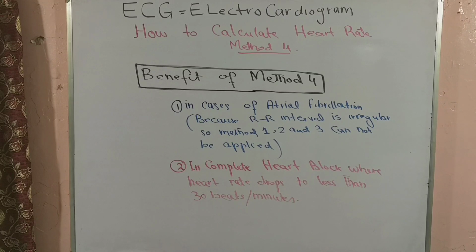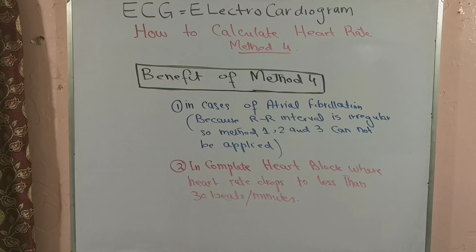Talking about the benefits of method number 4, methods 1, 2 and 3 are based on the regularity of the R to R interval. But in cases of atrial fibrillation there is no R to R interval regularity, so methods 1, 2 and 3 cannot be used in cases of atrial fibrillation. So method 4 helps the most. Other than atrial fibrillation, those patients who have developed complete heart block have a heart rate even less than 30 beats per minute. So in those cases also we use method 4.